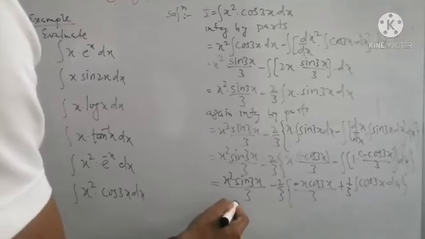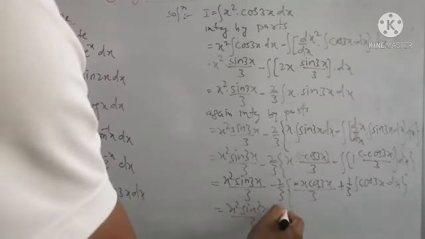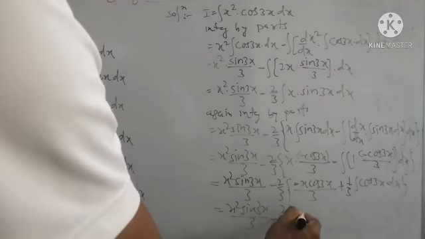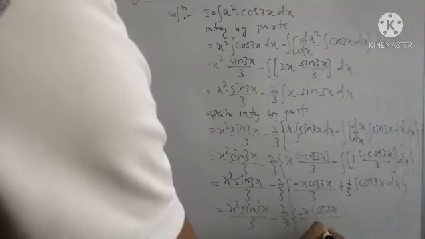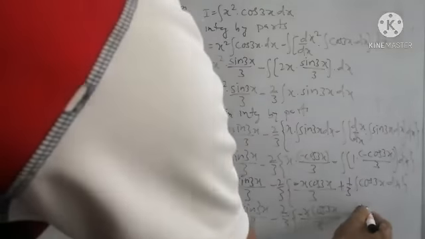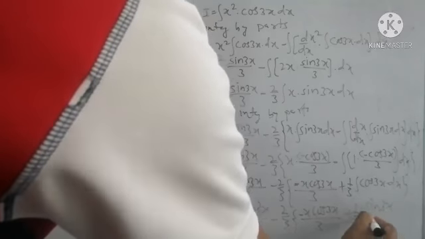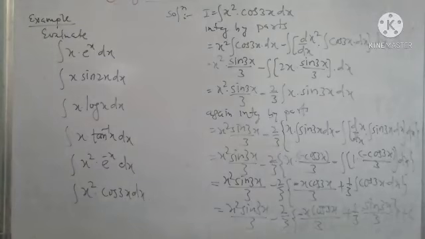the answer will be x square into sine of 3x divided by 3, minus 2 by 3 into bracket minus x cos of 3x divided by 3 plus 1 by 3, and integration of cos 3x is sin 3x divided by the coefficient 3, bracket complete, and we put the constant of integration c.